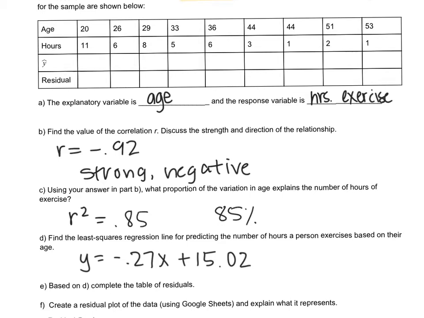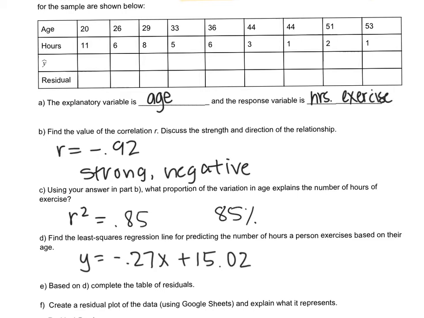So now we're going to do part E. We're going to complete our table of residuals. So the first part we have to find is our y hat, our predicted value for each of our ages. So what I'm going to go through here is we're going to plug in age for x to get our predicted hours of exercise.